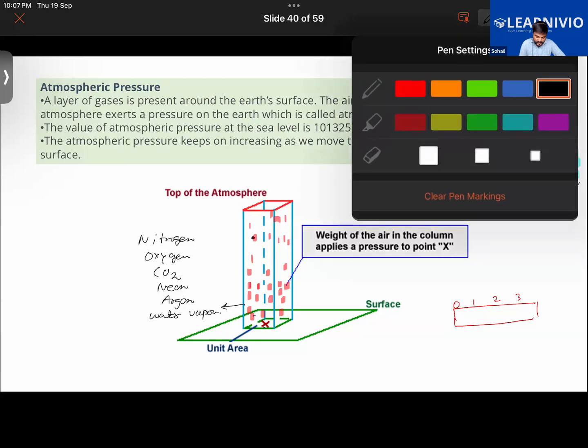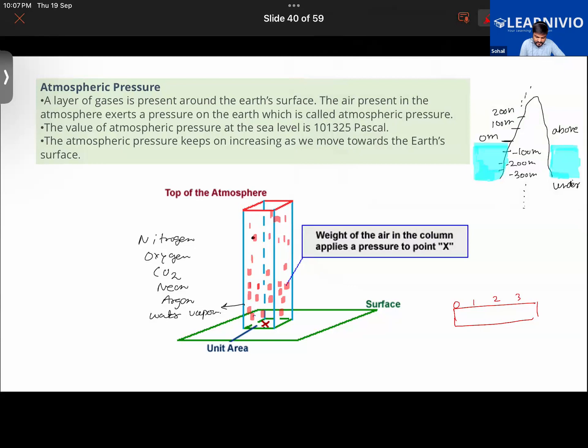Now, here we have taken a base value of 0 meter, and that will be the sea level. Sea level is basically the base level, or the average level, which we will be using for measuring the altitude or depth on Earth's surface.